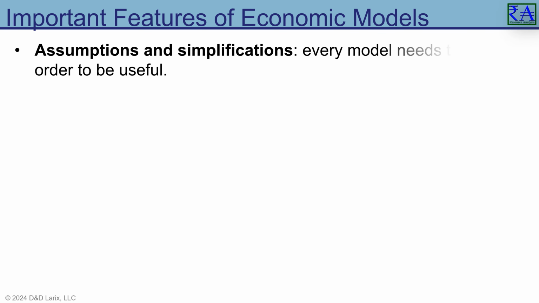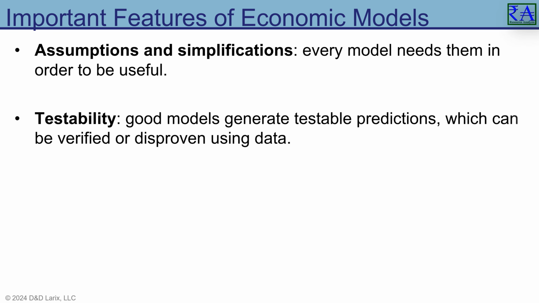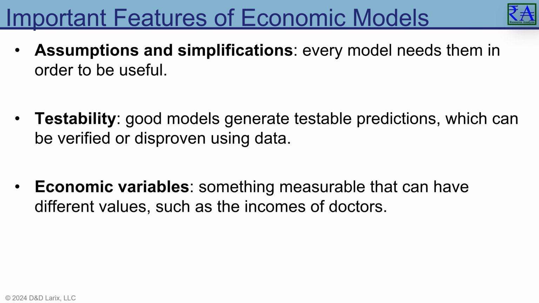Consider how the model can be used in real-life situations, how we can test its accuracy, and how modeled results respond to changes in key economic variables. An economic variable is something measurable that can have different values, such as the incomes of doctors. A hypothesis in an economic model is a statement that must be correct or incorrect about the economic variable.